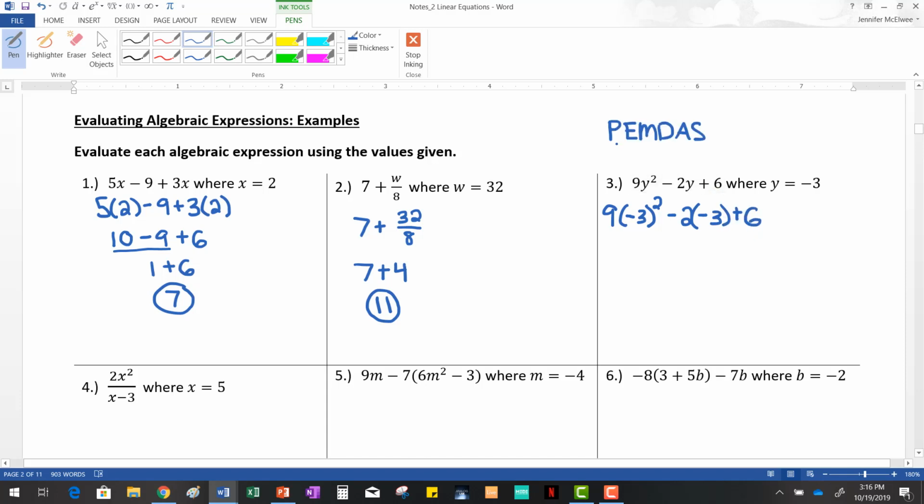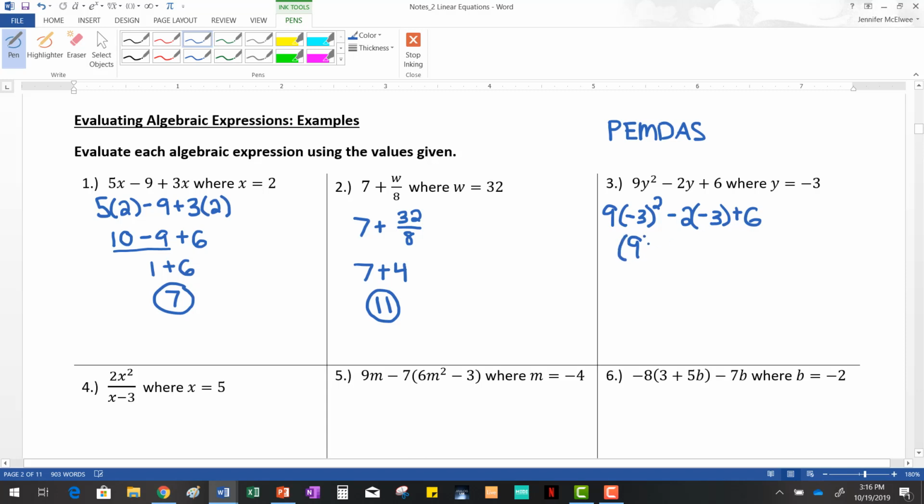So the P in PEMDAS tells me to perform operations within parentheses. If I look at the parentheses, there's only a single number in there, nothing really to do. Next is E for exponents. We do, in fact, have an exponent in this expression. So we're going to evaluate negative 3 to the second power first. Negative 3 to the second power, since that negative is in the parentheses, that's negative 3 times negative 3, or 9. Everything else is going to come down symbol for symbol.